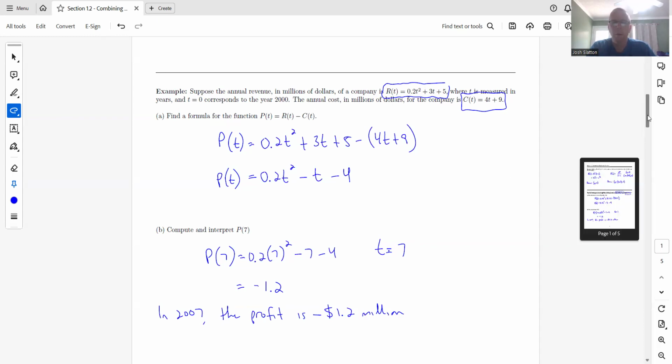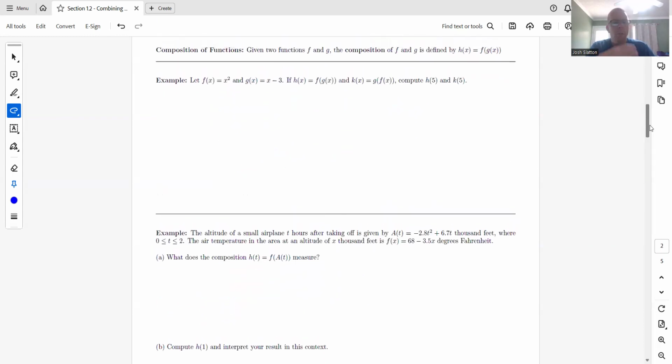So there is that one. Now let's talk about composition of functions. And so given two functions f and g, the composition of f and g is defined by h of x equals f of g of x. And I'm sure you've seen this before in algebra classes. The composition means one function is the input into another function. So in this case, we have g of x, that is the input into the function f. And sometimes you'll see this with a little circle like that. It's also used for composition. I haven't seen that in this book so far, so we may not need that.